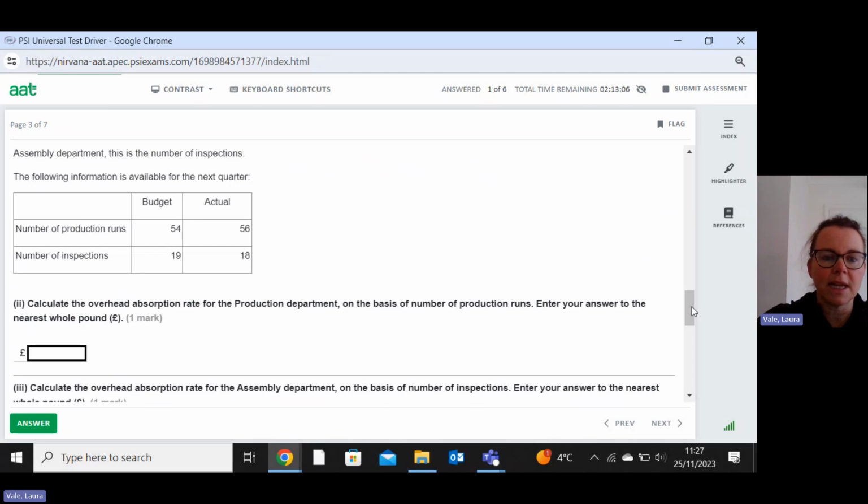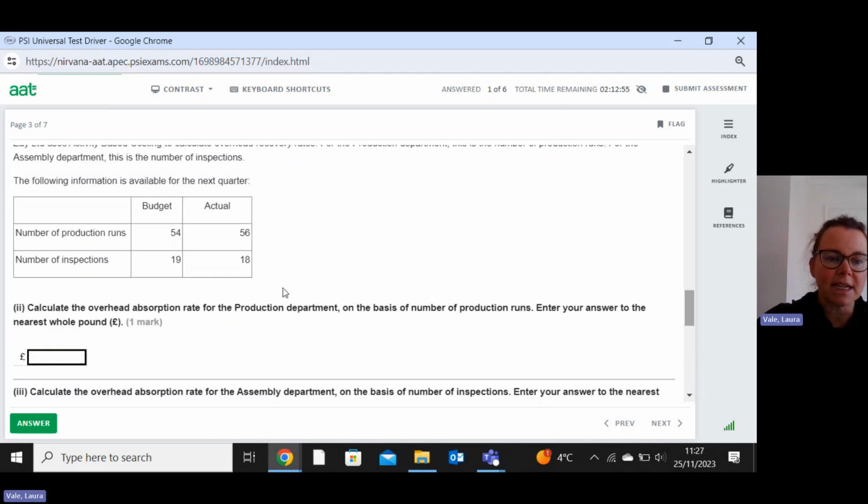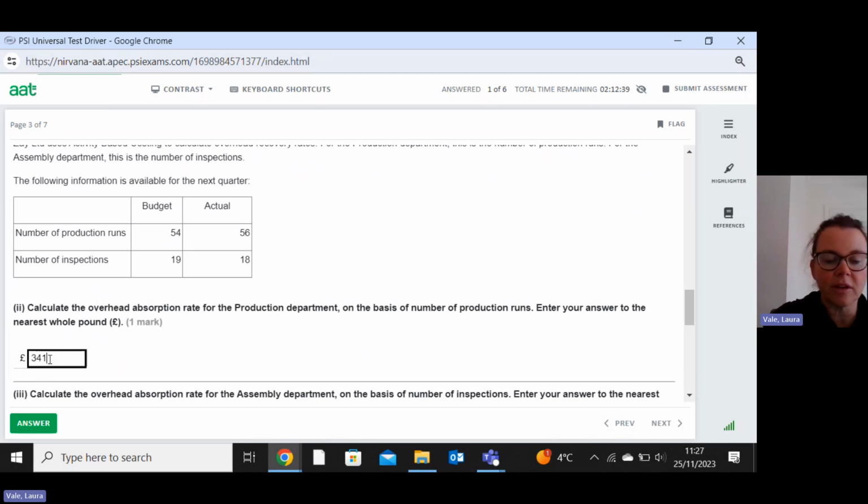Right, so what we're going to do here is take our budgeted production, which is 184,660, and divide that by our budgeted production runs. It's important whenever you're doing an overhead absorption rate, you're always basing it on the budgeted figures. So that gives us an answer here of 34,190.